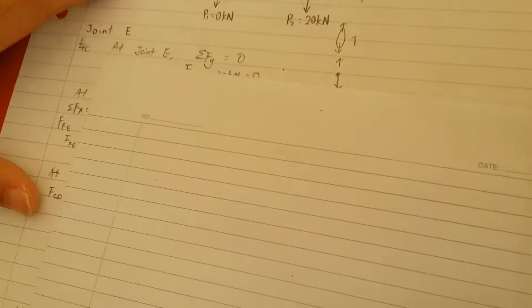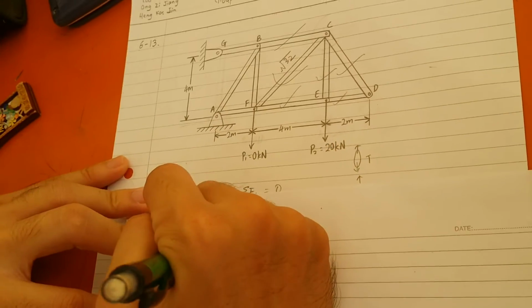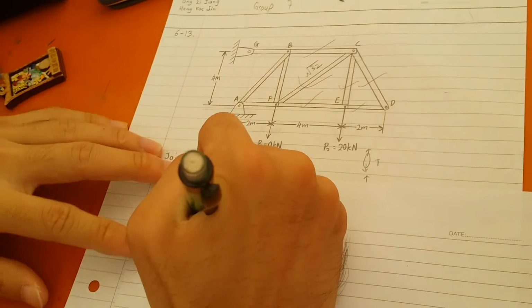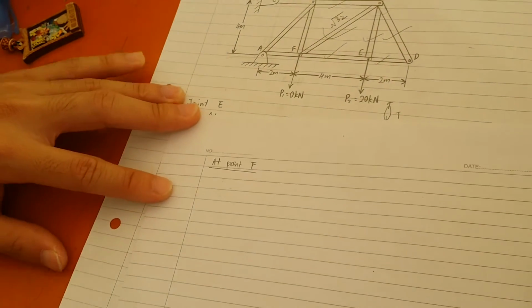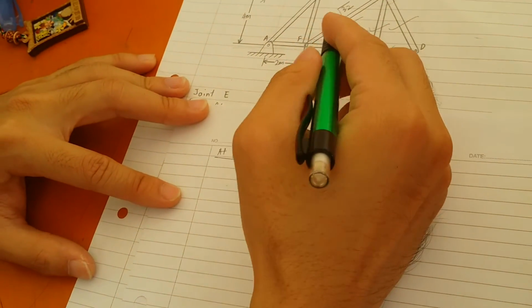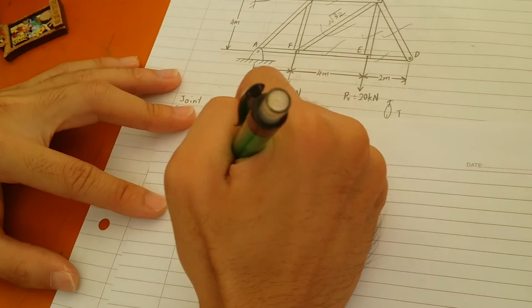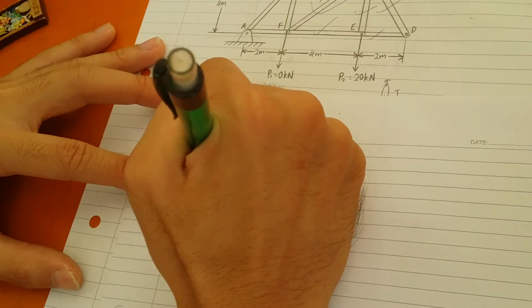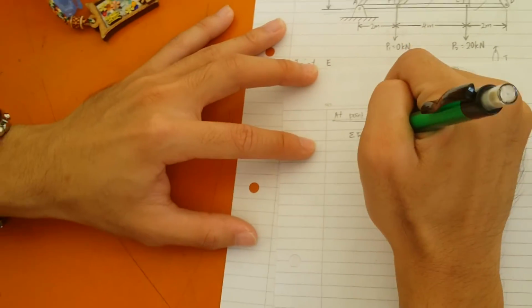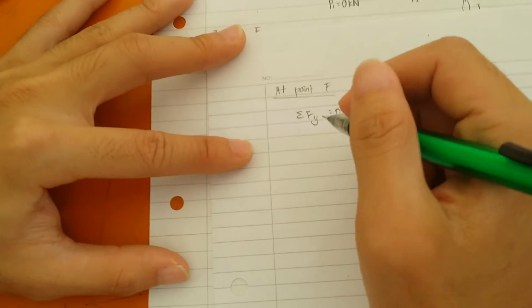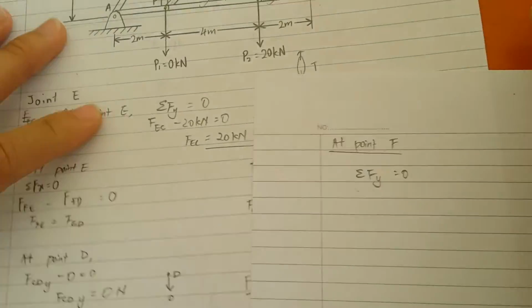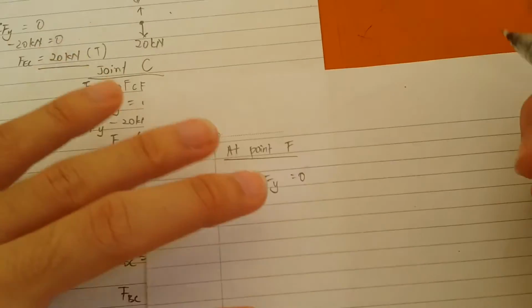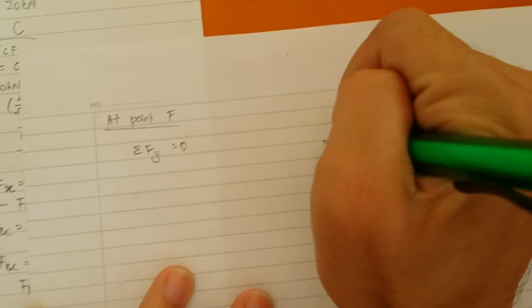Use point F. Okay, so now we are at point F. Along the y-axis, because we are now analyzing the force along the y-axis, the sum of forces in Y is equal to 0 because it is static equilibrium. So we know that the FCF is... I think we should draw the free body diagram first.